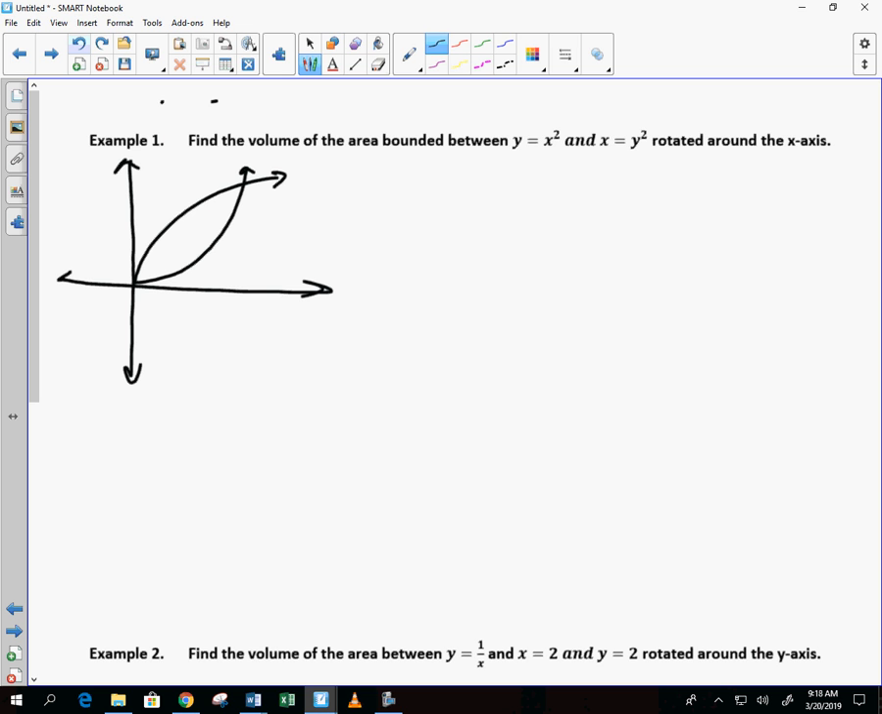So the question is, as you rotate this around vertically, we're going to draw these vertical rectangles. What's the width of that rectangle? Dx. As you rotate it around, what shape are you going to get? A washer.